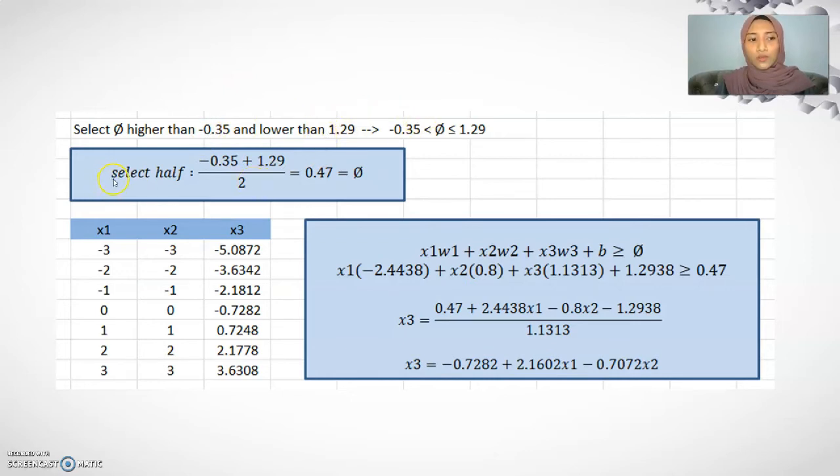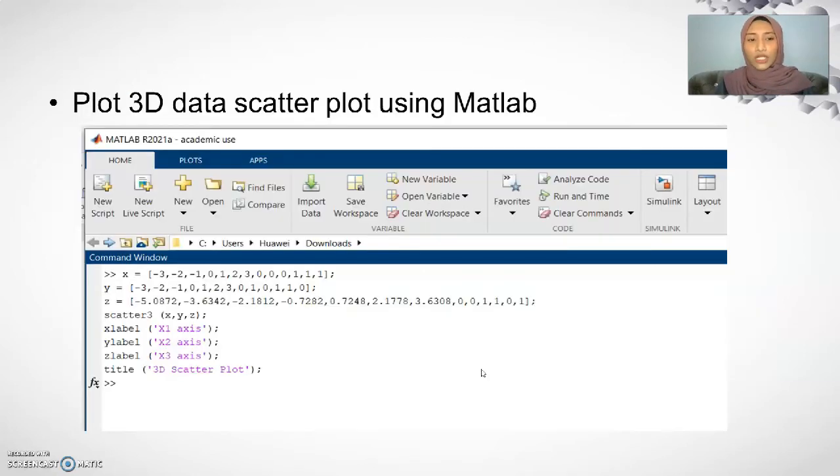Then we select the half theta, which is -0.35 plus 1.29 divided by 2, and theta is equal to 0.47. We use this formula and substitute the values of W1, W2, W3, bias, and theta from here, then rearrange it to become the equation for S3. Then we just substitute the values of x1 and x2 inside this equation to get the value for x3. Next is to plot the data as a scatter plot using Matlab.